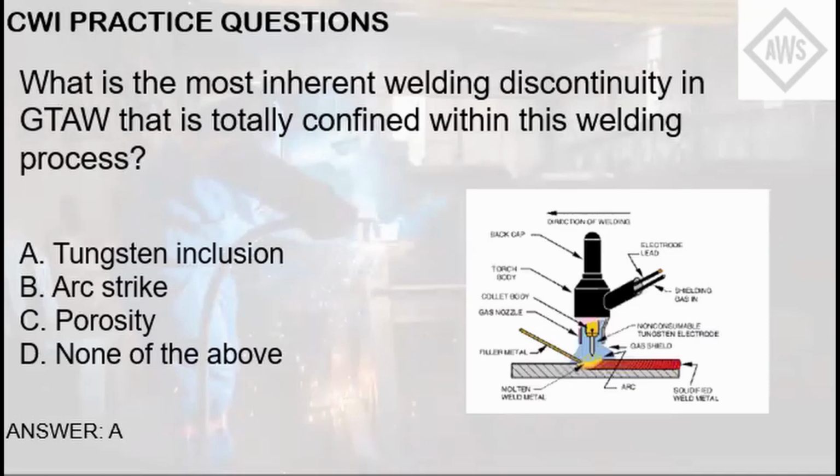So as you can see here, the welding gun for the GTAW has a non-consumable tungsten electrode. So GTAW has that in its process. That's why tungsten inclusion is exclusively a discontinuity within this process. So that's one of the reasons I think AWS D1.1 does not automatically pre-qualify GTAW, because of this discontinuity.